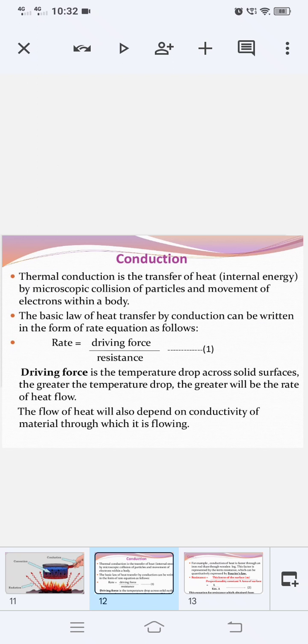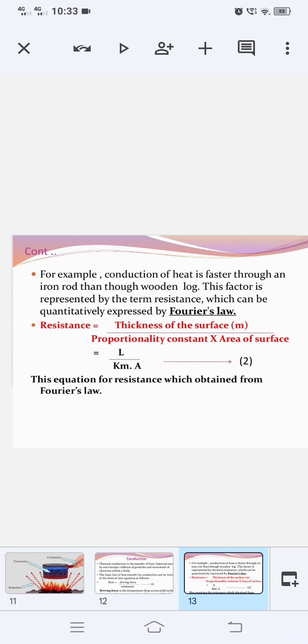Next, the flow of heat also depends on the conductivity of the material through which the heat is flowing. Conductivity means the conductivity of that material in which the heat is to flow. The higher the conductivity, the greater the flow of heat. For example, conduction of heat is faster through an iron rod as compared to a wooden log because the conductivity of an iron rod is much greater than that of a wooden log.